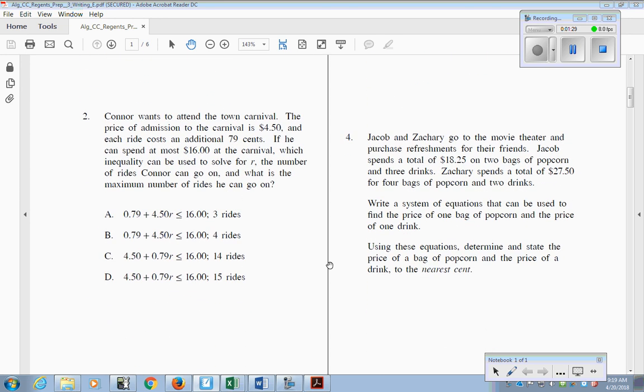If you look at question 2, for example, we've got Connor going to a carnival. Admission is $4.50, and each ride costs 79 cents. He spends at most $16. We talked about "at least" and "at most" in class. If you have at most $16 to spend, that means he's walking in there with $16, so he's going to spend either less than 16 or 16 at the most.